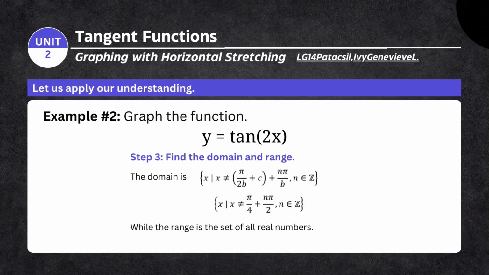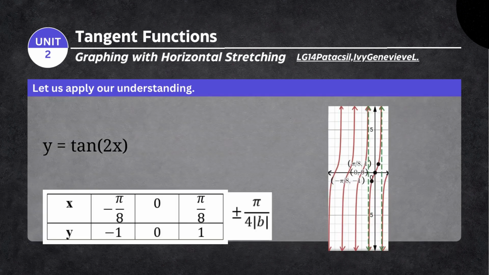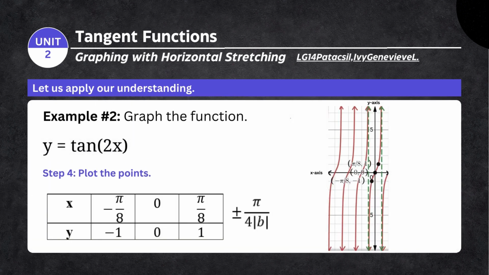Now finding the domain and range means remembering two things. The domain is everywhere the vertical asymptotes are not, and the range is the set of all real numbers. Fourth step is plotting points from the graph. Here we have the origin, and from there, we evaluate positive and negative pi over 4 times the absolute value of b to get positive and negative pi over 8. We find out the values of y with these values of x, so the points are negative pi over 8, negative 1; 0, 0; and pi over 8, 1.